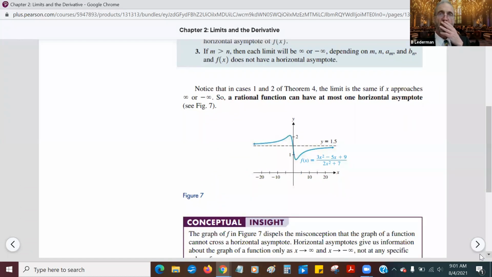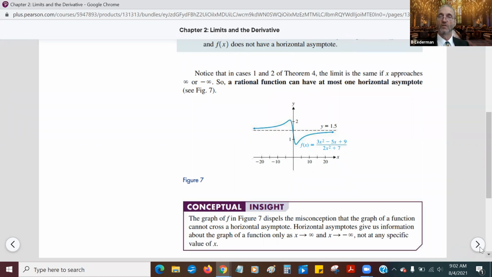And this is an interesting function, because here it shoots up like that and it goes down, and this goes down and goes up, but they both have just one horizontal asymptote. That's kind of interesting. Notice that in cases 1 and 2 of theorem 4, the limit is the same if x approaches positive and negative infinity. So a rational function can have at most one horizontal asymptote.